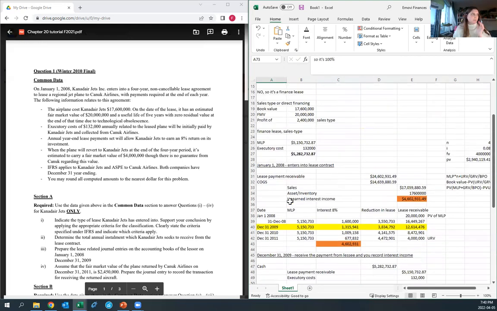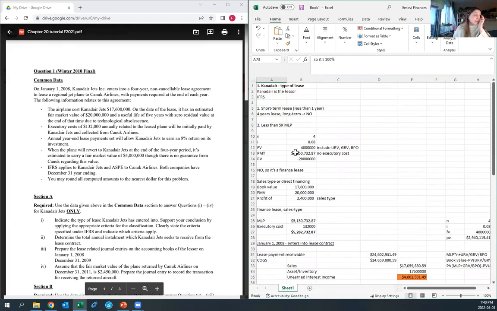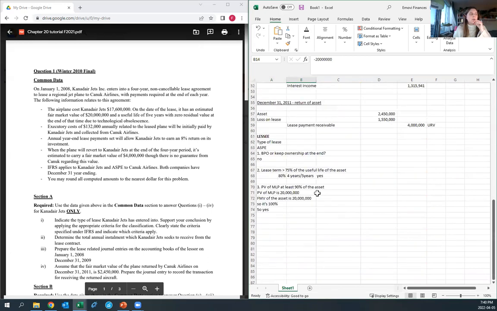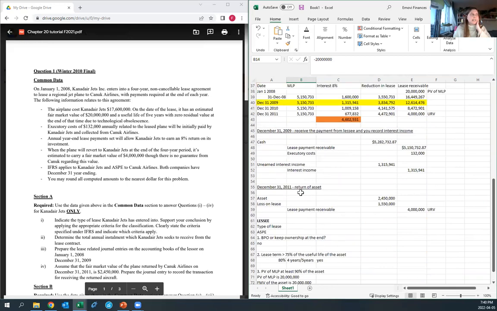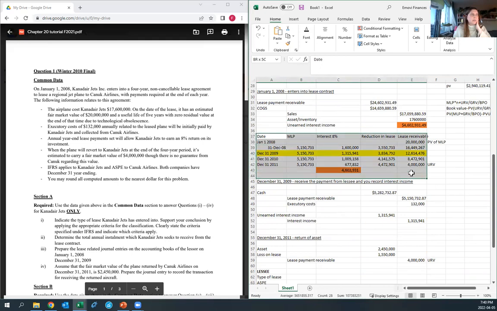If you had the payment amount, the MLP, and you have to find the present value of your MLP, then that amount could differ, and that's where we see that this criteria could not be fulfilled. But in this question, it's not given, so we had to calculate it using the present value as the fair market value of the asset. Simon, it was on the table here.